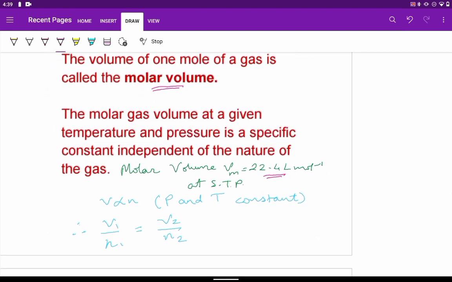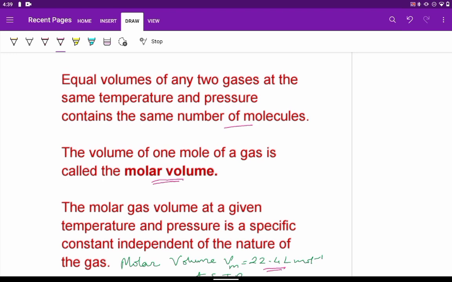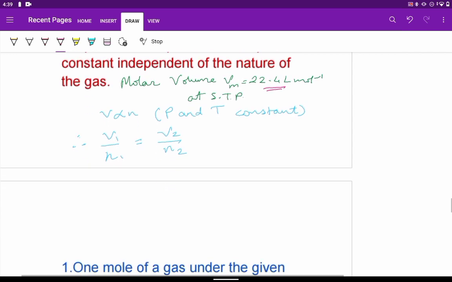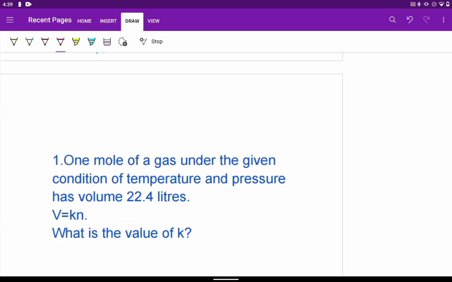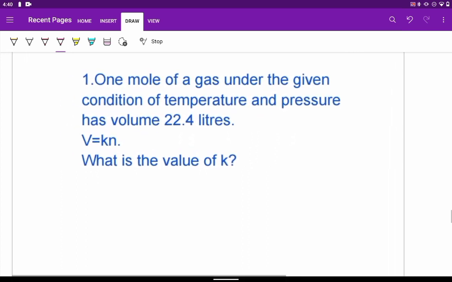So we can mathematically state Avogadro's law as V is directly proportional to N, or V1 by N1 equal to V2 by N2. So there is a direct relationship between the volume and number of moles. Number of molecules, which indirectly constitute number of moles, that is related to volume. Now based on this also we can do some numericals to just have a better understanding of the law.